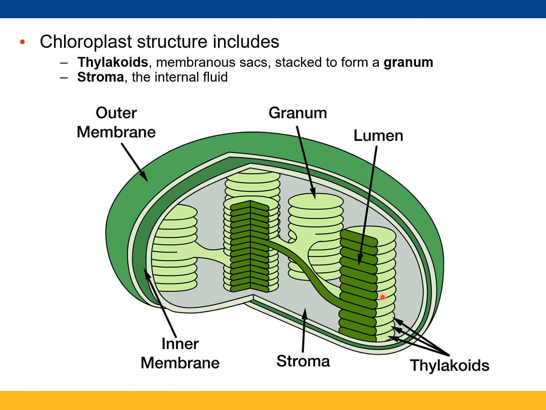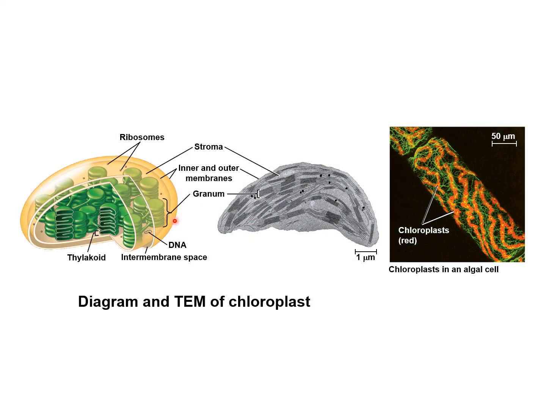These thylakoids are these membranous sacs, and when they stack up, that's what we mean by a granum, and then in plural would be grana. And then we have this internal fluid, and again we have this space between the inner and outer membrane. And so here's a drawing, and then a photograph or an electron microscopy image, and then a high resolution microscope image. We're going to talk a lot more about chloroplasts when we get to the photosynthesis chapter.